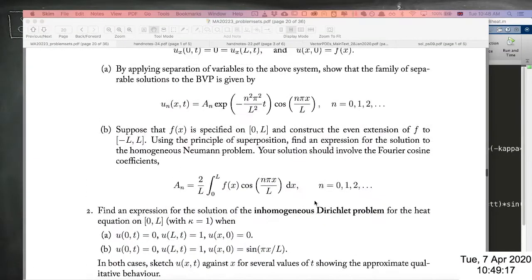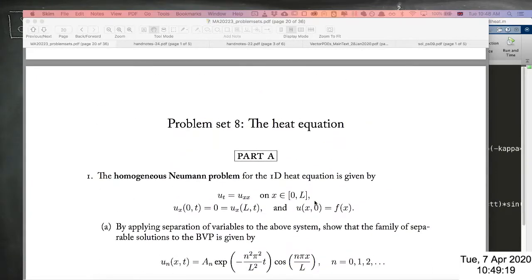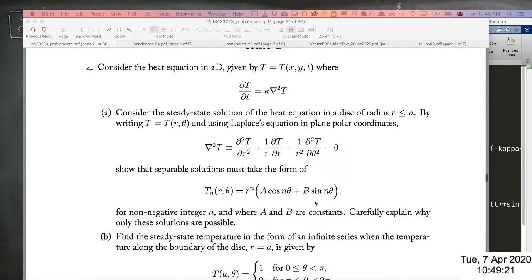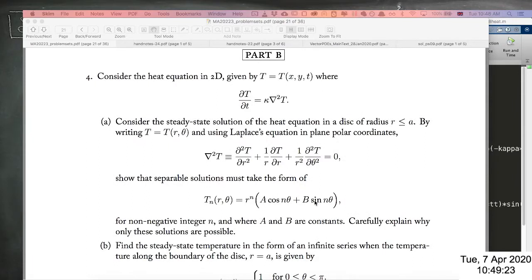Let's just remind ourselves. So this is problem set 8 on the heat equation. Let's remind ourselves what the question asks. We've done a little bit of it already, so we won't have to do all the details. But essentially, what you're asked to do is to solve Laplace's equation. So this is the heat equation in 2D, and you're asked to solve for the steady state solution. So you set the left-hand side equal to 0.